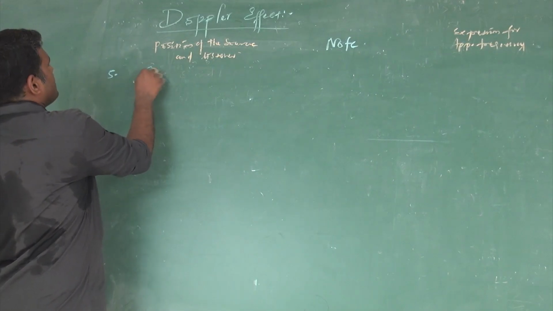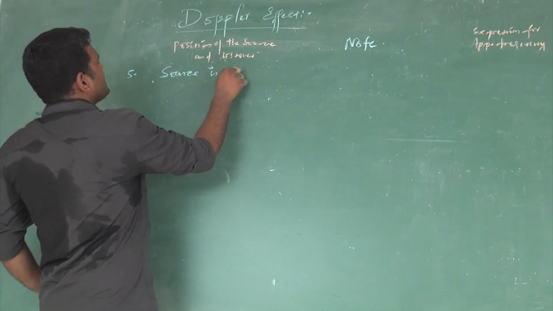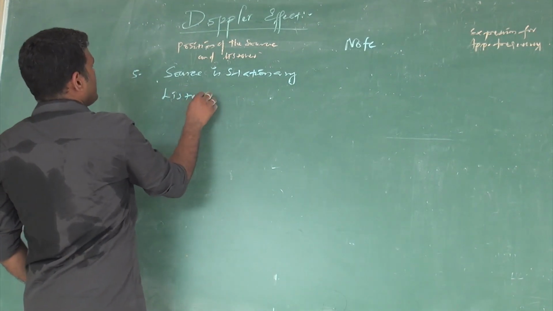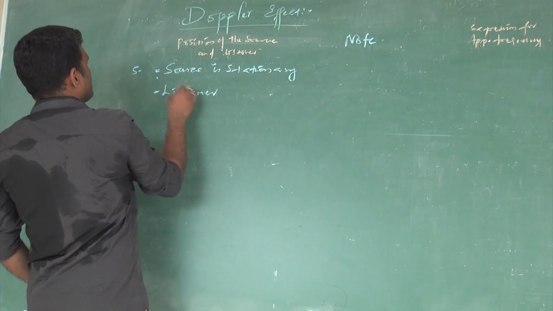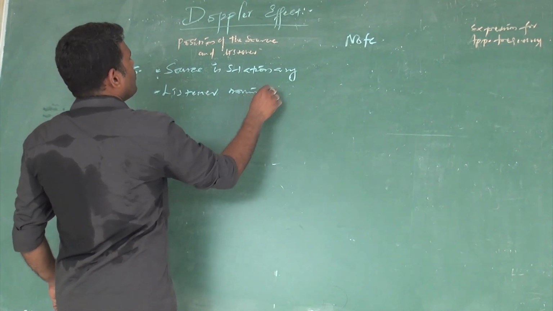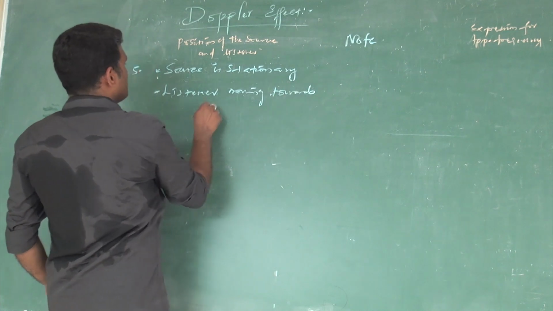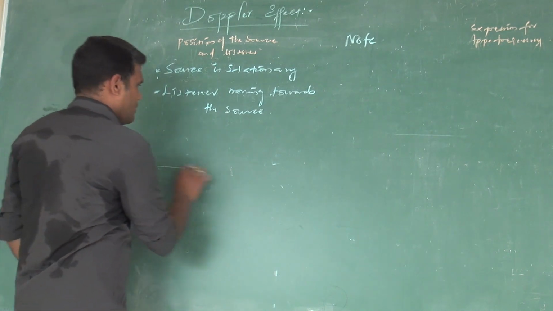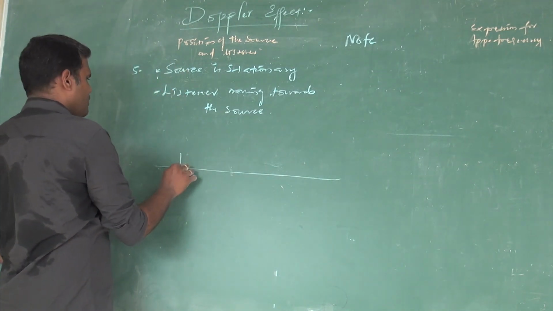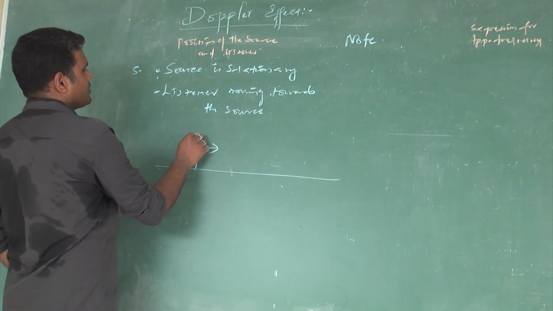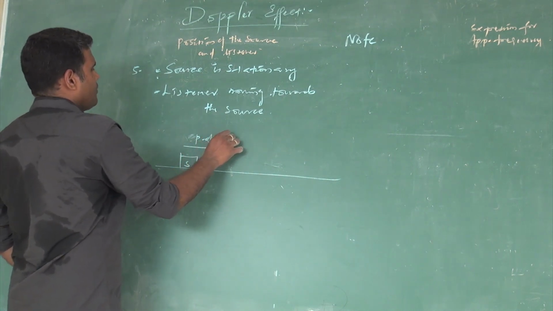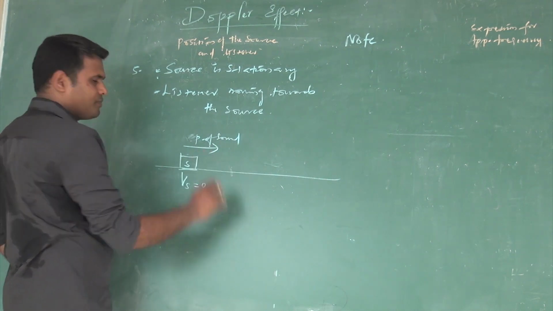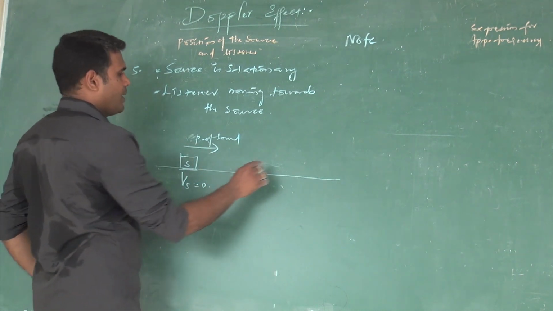In the fifth case, the source is stationary. The listener is moving towards the source. So in the diagram, I can show you the source is stationary. It is producing sound waves. So this is the direction of propagation of sound. As the source is stationary, it is not moving, the velocity of the source is 0.